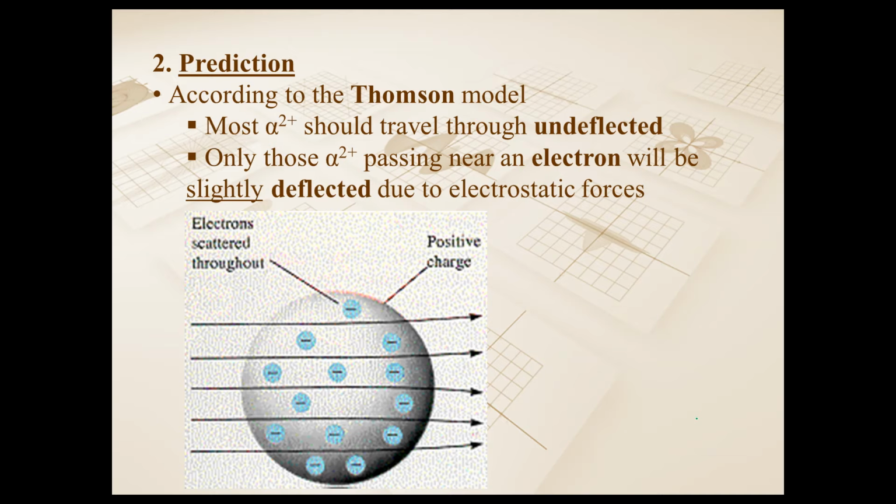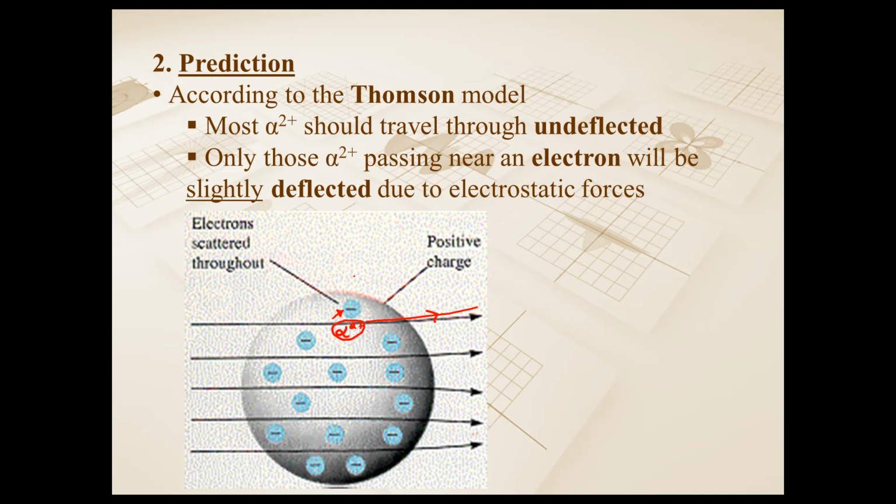However, we'd also predict, according to Thomson's model, that if any of these alpha particles get close to an electron, they're going to be slightly deflected. So if you draw one of the alpha particles, and I'll go to red. Say we have one alpha particle that came. Let's try that again. Alpha 2 plus. Okay, so this alpha particle would be attracted to this electron. So because it's attracted to that electron, its trajectory is just going to get slightly altered where it's going to curve up just a little bit.